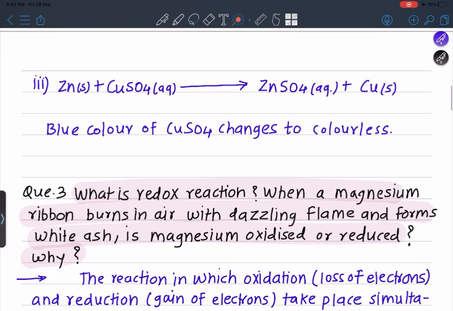Third, a piece of zinc dropped in a copper sulfate solution. Zinc plus copper sulfate gives zinc sulfate plus copper. It's again a displacement reaction, and the blue color of the copper sulfate changes to colorless.